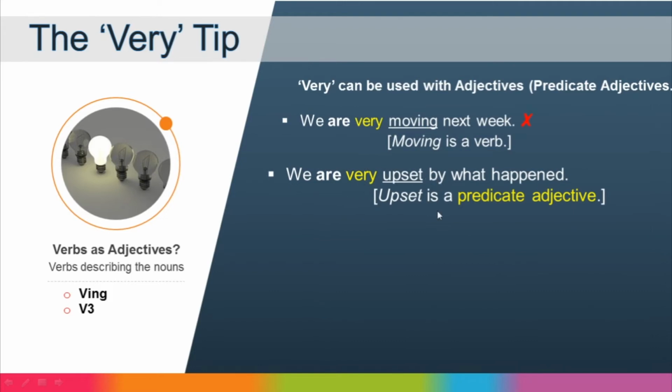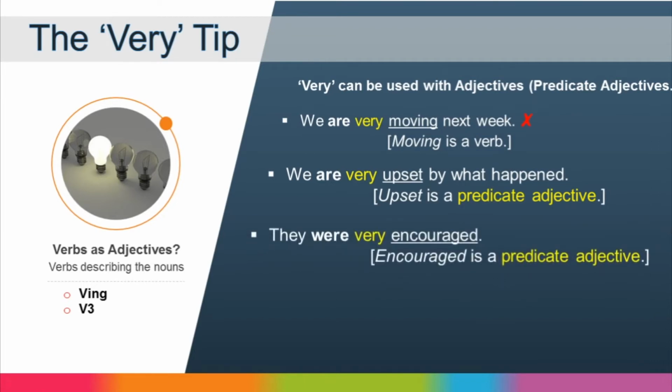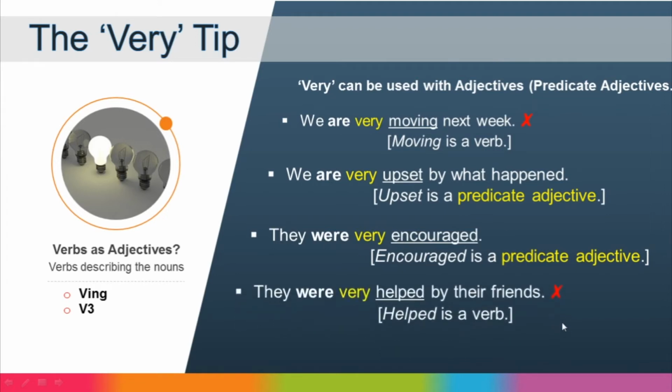However, if you look at this one, if you put very there, it still makes sense. We are very upset. Upset here is a predicate adjective. Also, in this case, we use a verb 3, a past participle. Here, if you put very in front of it, it still makes sense. They were very encouraged. Encouraged here, although this is a verb 3, is a predicate adjective, because if you put very in front of it, it still makes sense. But in this case, the verb 3 here is actually a verb, because when you put very in front of it, they were very helped by their friends. It does not make sense. So, helped here is therefore a verb.